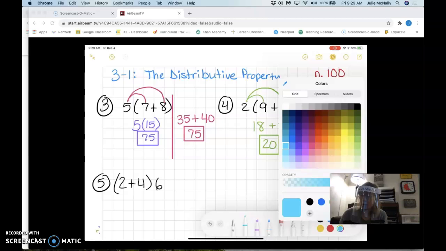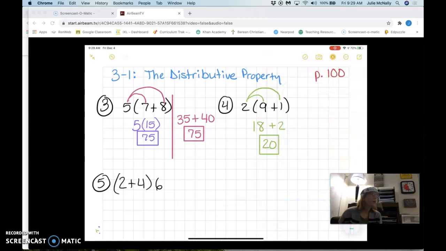And the last one, okay, you'll notice on number 5 that our number on the outside of the parentheses is on the back side of the parentheses. You still do the same distributive properties. So I'm going to draw my lines. And I'm actually going to do the 6 times 2 first, because it's first. So what is 6 times 2? 12. And then 6 times 4? 24. And what's 12 plus 24? 36. Yes. Ooh, Jeremiah, you're so on the ball. 36 is correct.